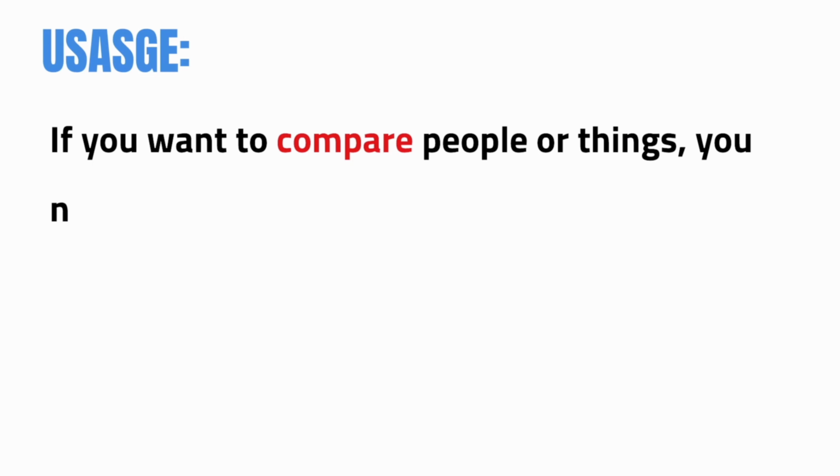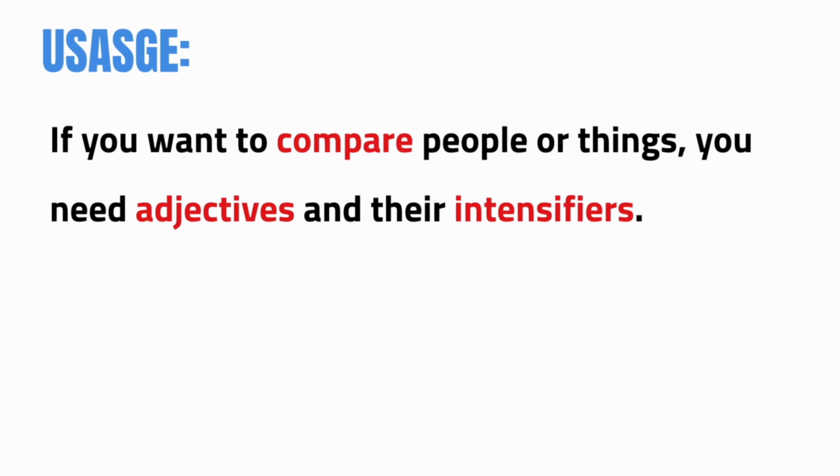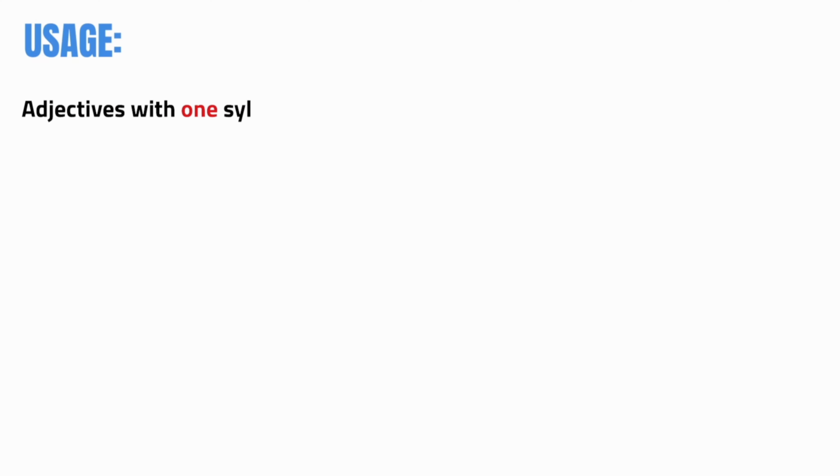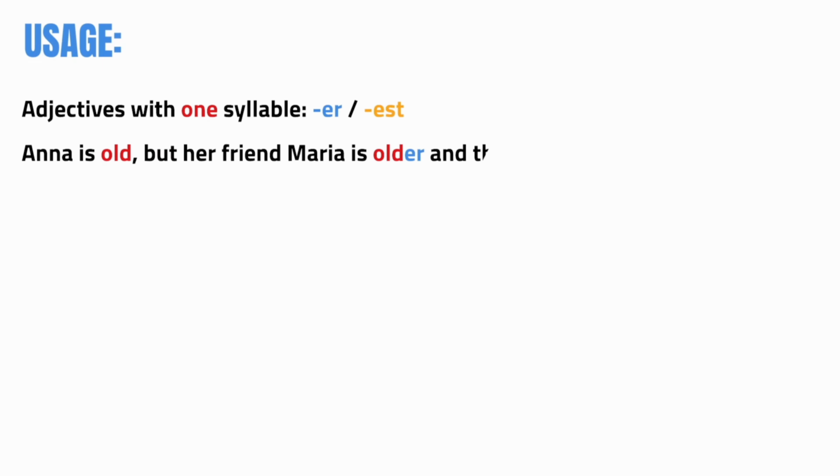First of all, let's talk about the usage. Let's dive in. If you want to compare people or things, you need adjectives and their intensifiers. How do you form the intensifiers? And when do you use adjectives? Here we go. Adjectives with one syllable are intensified with er or est. Anna is old, but her friend Maria is older, and the oldest girl in the class is Mia.